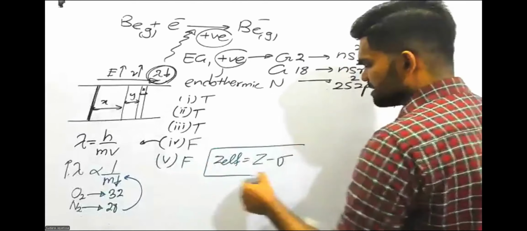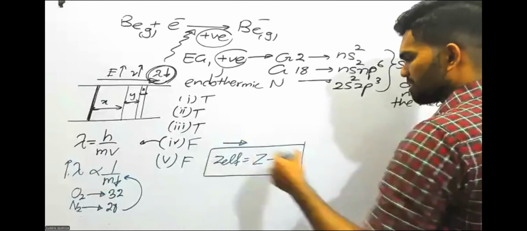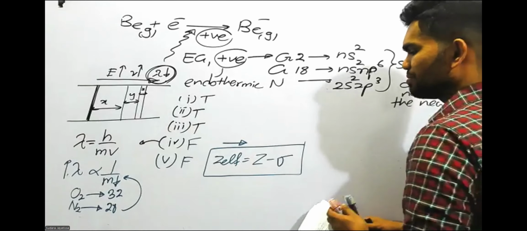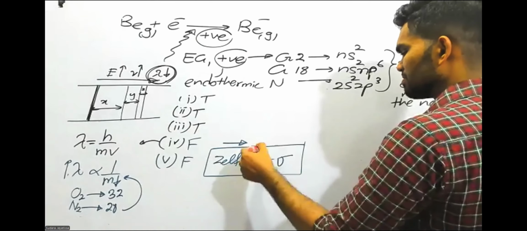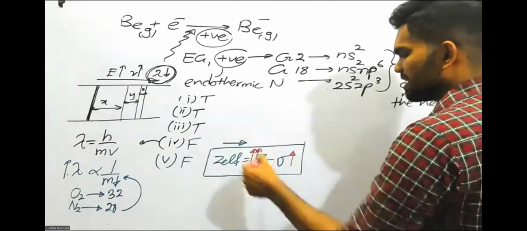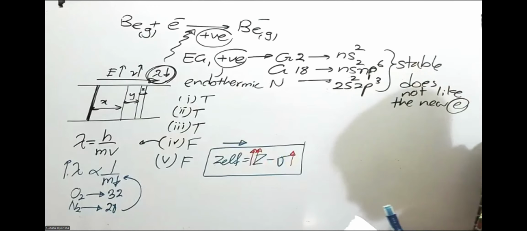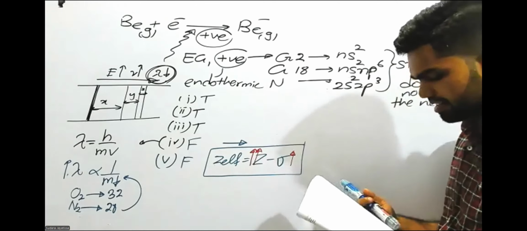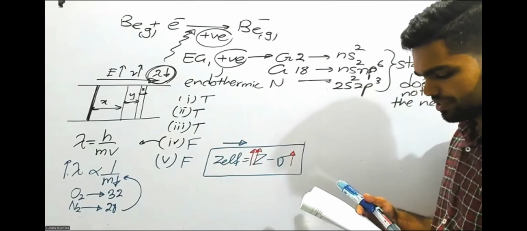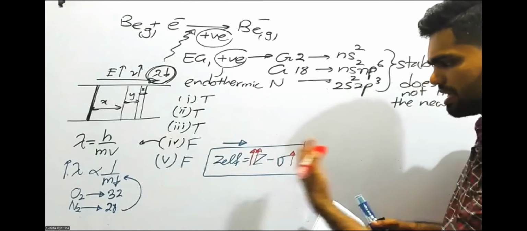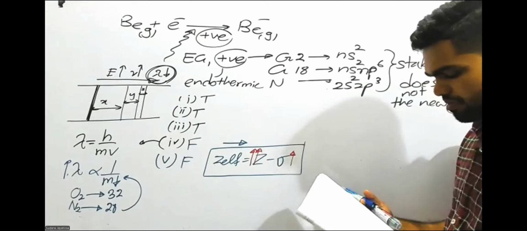So when you consider across the period, nuclear charge increases more than the shielding effect. Shielding effect is also increasing, but nuclear charge is increasing more than the shielding effect. So as a result, nitrogen will have a higher effective nuclear charge. Okay, because carbon, nitrogen, oxygen, that's how they are arranged in the period.